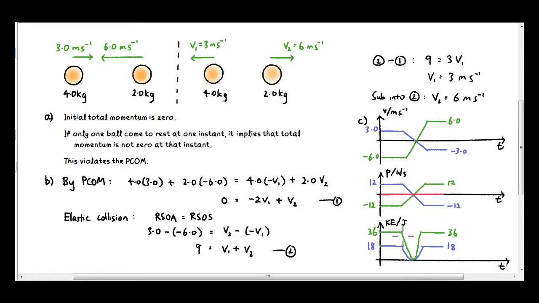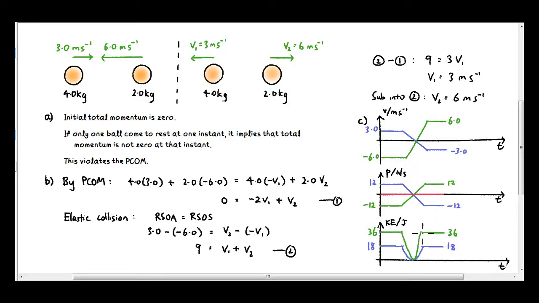And the last graph here is the kinetic energy-time graph. The KE of the 4 kg ball was 18 joules before and after the collision, and for the 2 kg ball it was 36 joules before and after the collision. This can be calculated quite easily using the formula half mv squared. This is an elastic collision. That's why the total kinetic energy before and after the collision remains the same.